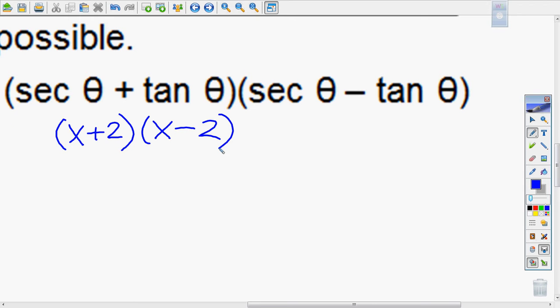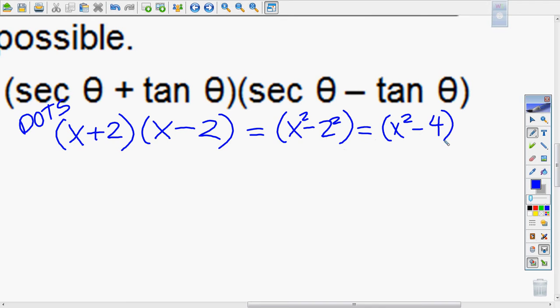This is called difference of two squares. So if I have the same terms but opposite signs, that means it reduces down to x squared minus, I didn't even write 4 squared. Let's write 2 squared. I need a 2. Minus 2 squared, which equals x squared minus 4.